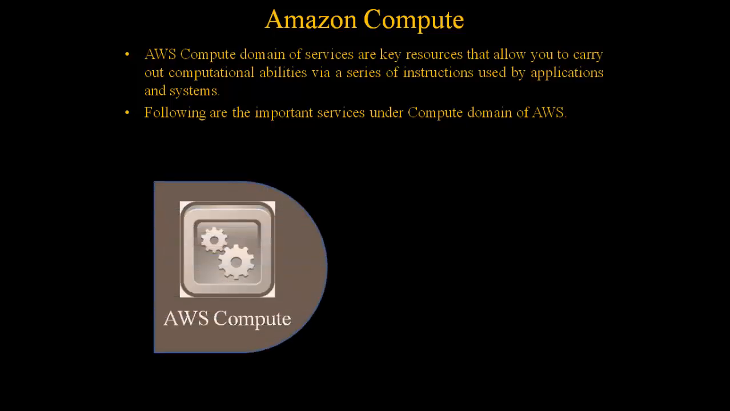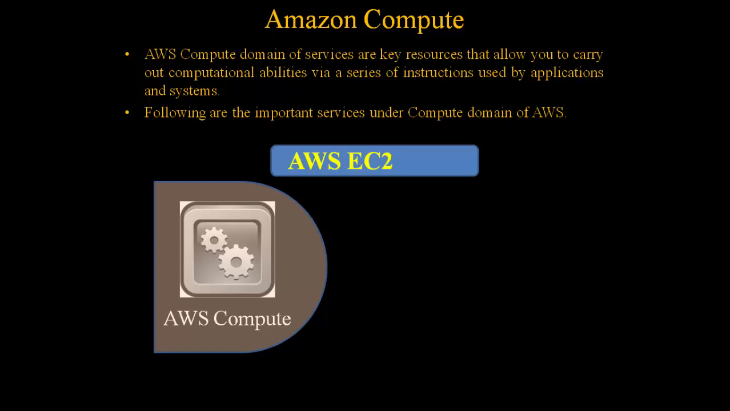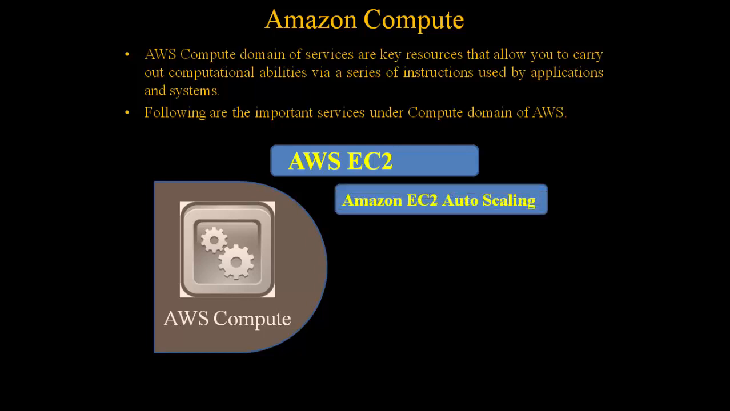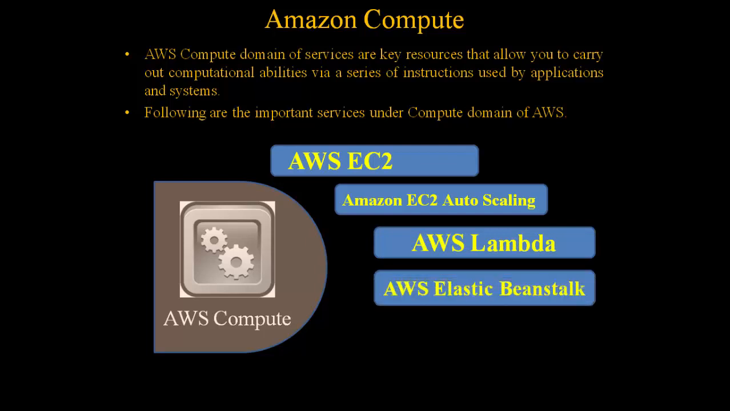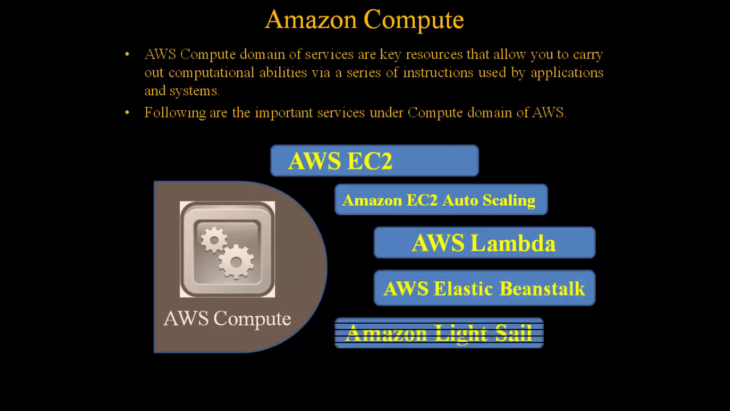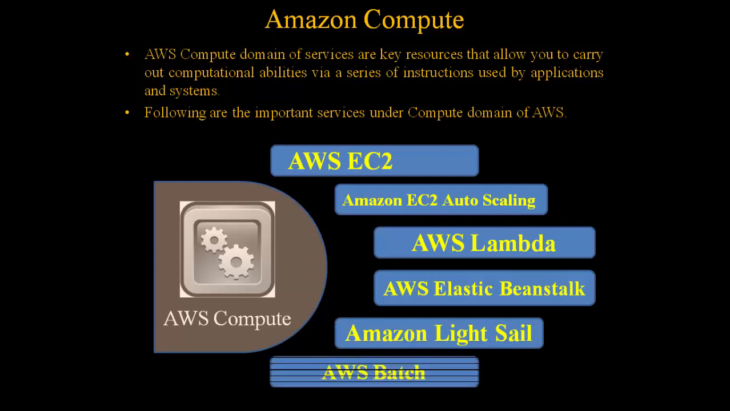So AWS Compute has many services like AWS EC2. EC2 is nothing but Elastic Compute Cloud, Amazon EC2 Auto Scaling, AWS Lambda, AWS Elastic Beanstalk, Amazon Lightsail, and AWS Batch. These are all very important services in the AWS Compute domain. So let us discuss the first service, that is AWS EC2.